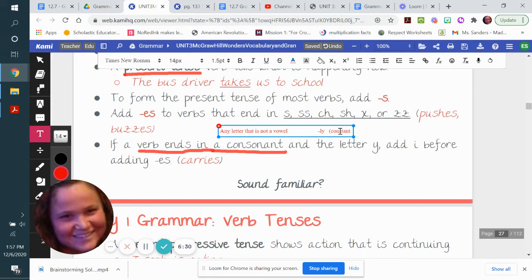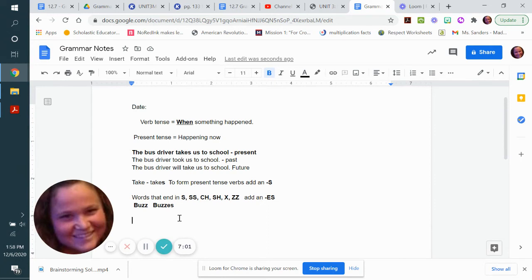Consonant plus the Y. We add the I before the ES. So that equals IES at the end. You know what? Because I just wrote that down, I'm going to copy it and paste it in my notes.